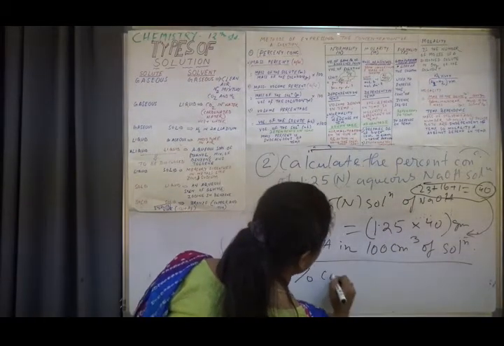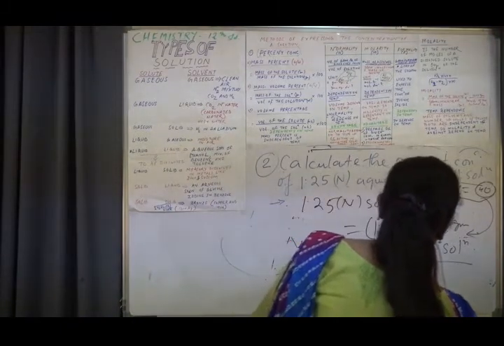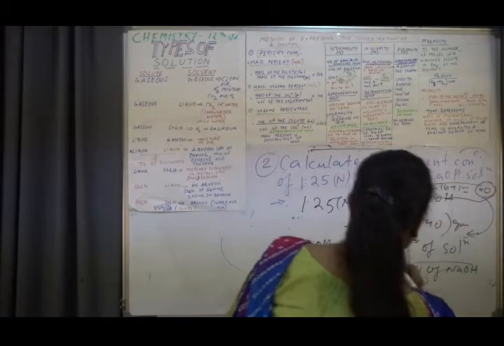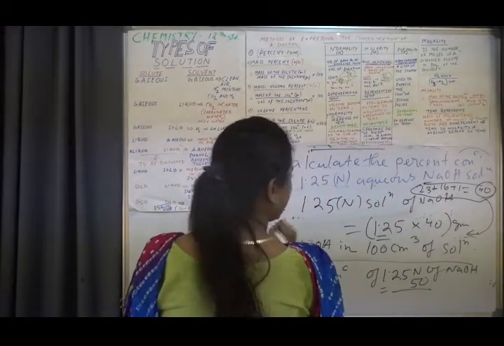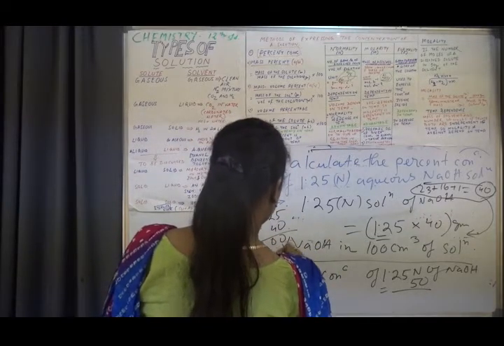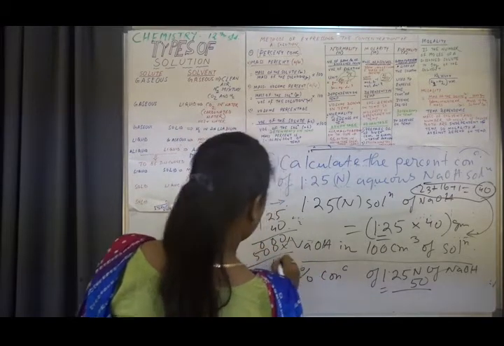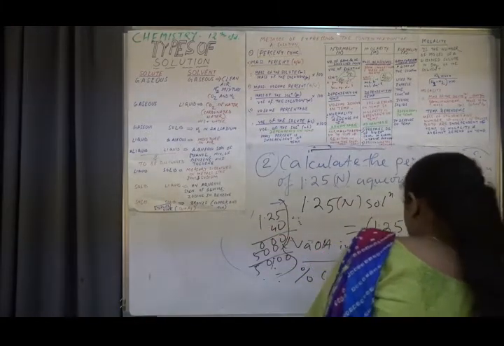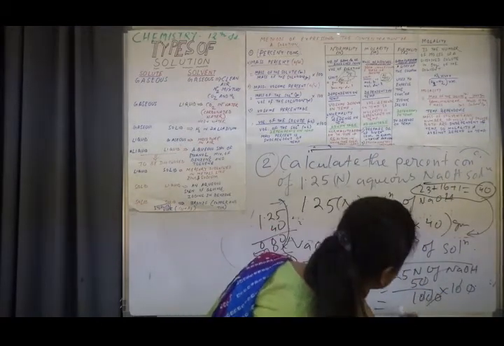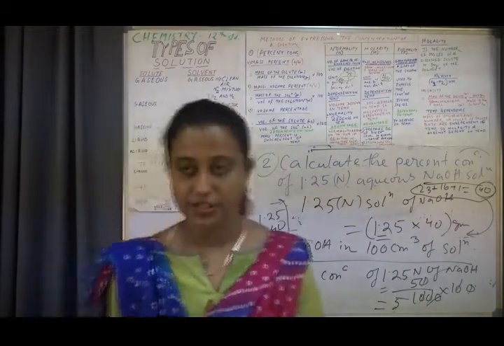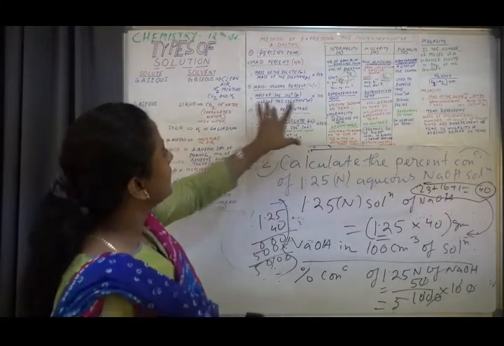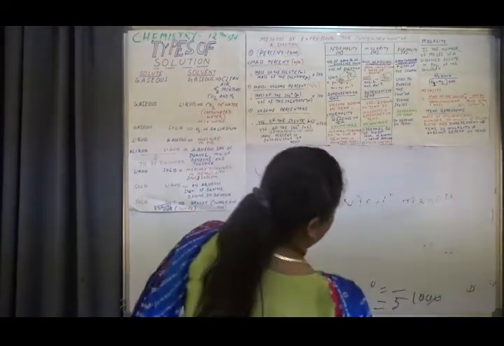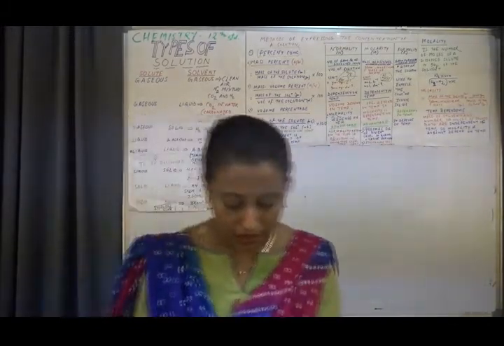Therefore, the percentage concentration of 1.25 normal NaOH will be 50. This is coming 1.25 into 40, it's coming 50. So 50 by 1000 into 100. So the zeros cancel, it will be 5. So the percentage concentration will be 5. So on these two formulas, I have written two sums. Now coming to another topic.